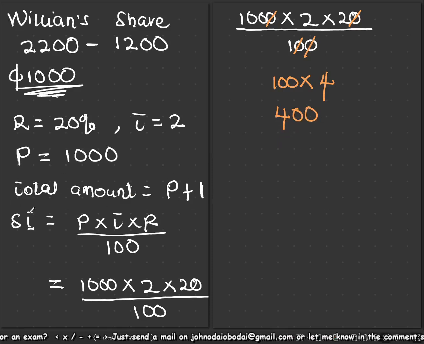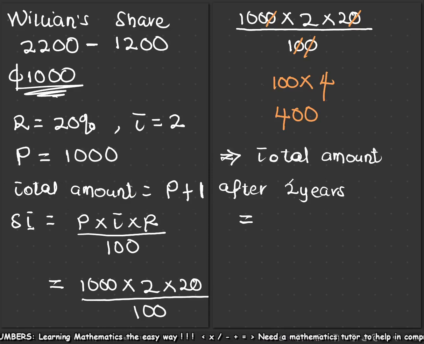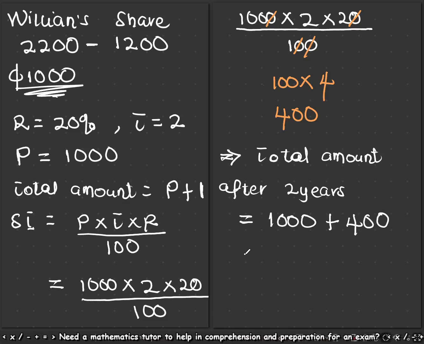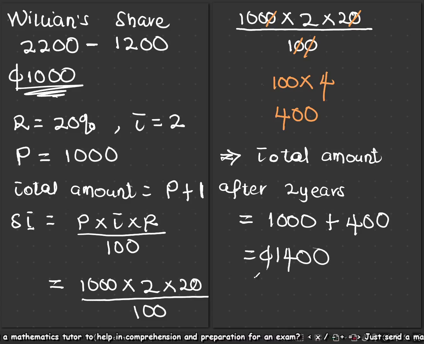As I've said, his total amount is the principal plus the interest. So the total amount after 2 years is then what? 1000 plus the 400, which will then give us 1400 cedis. And that is it for question 2b that we are trying to solve.